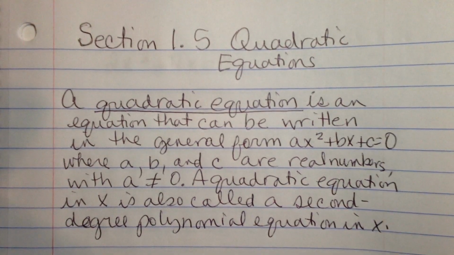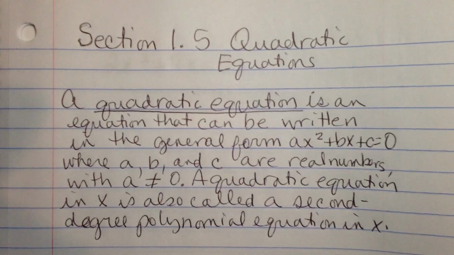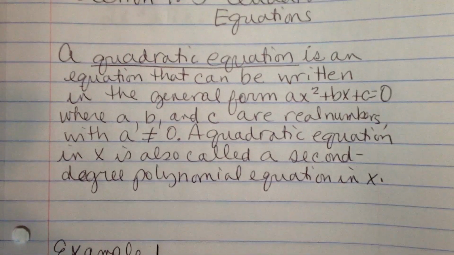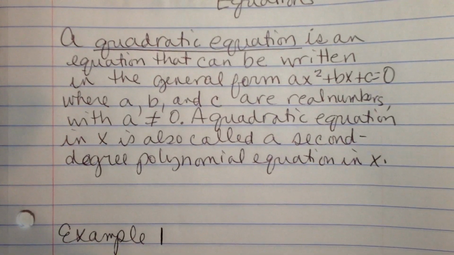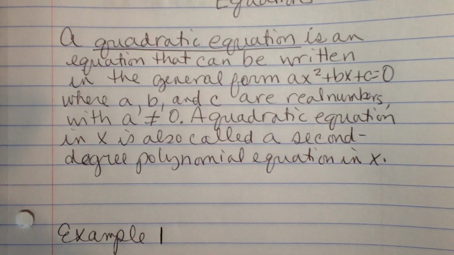Section 1.5 deals with quadratic equations. Pause this video so that you can write down the definition of a quadratic equation. A quadratic equation is an equation that can be written in the general form of ax squared plus bx plus c equals 0, where a, b, and c are real numbers, with a not equaling 0. A quadratic equation in x is also called a second-degree polynomial equation in x.